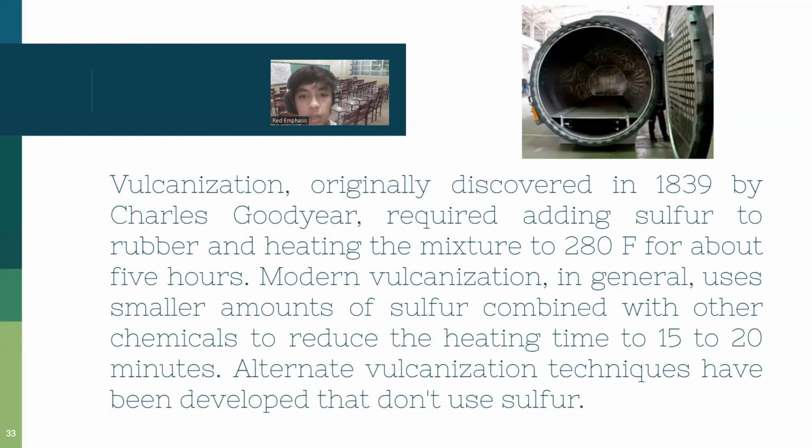Charles Goodyear's method required adding sulfur to rubber and heating the mixture to 280 Fahrenheit for about 5 hours. Modern vulcanization in general uses smaller amounts of sulfur combined with other chemicals to reduce the heating time to 15 to 20 minutes. Alternative vulcanization techniques have been developed that don't use sulfur.